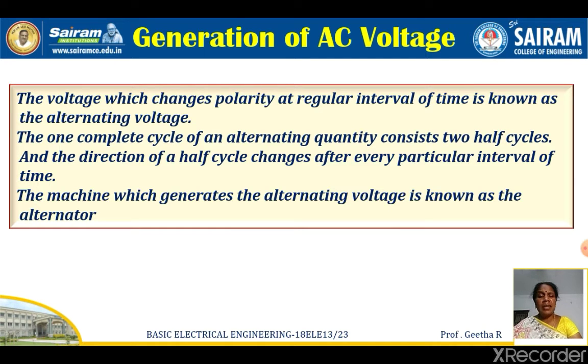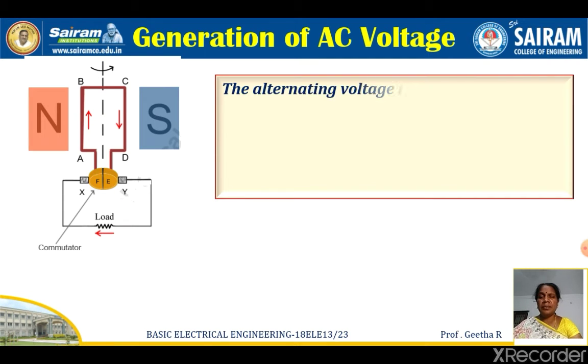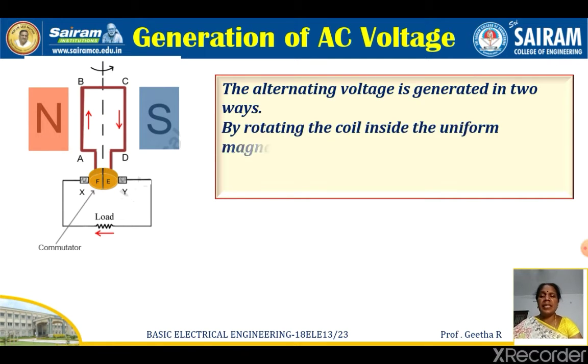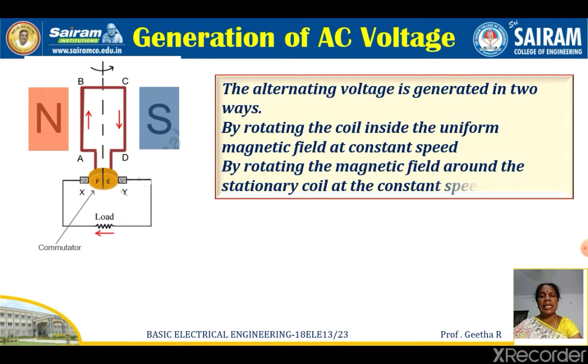The machine which generates the alternating voltage is also known as an alternator. It can be called an AC generator or an alternator. How the AC voltage is getting generated, that is, how the sinusoidal voltage is getting generated. Take a simple mechanism having a north pole and south pole and one coil in between the north and south pole. With this we are going to demonstrate how the AC voltage is generated.